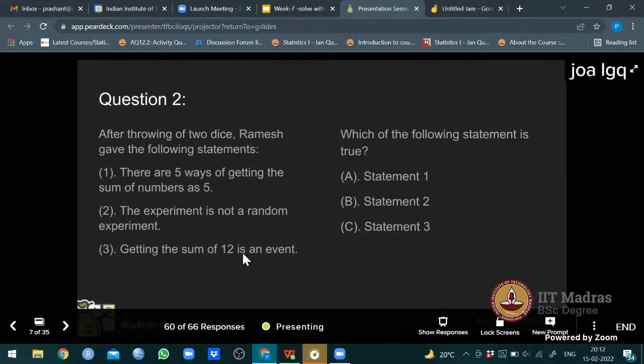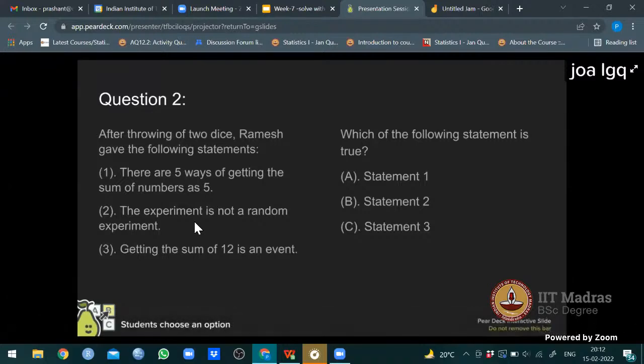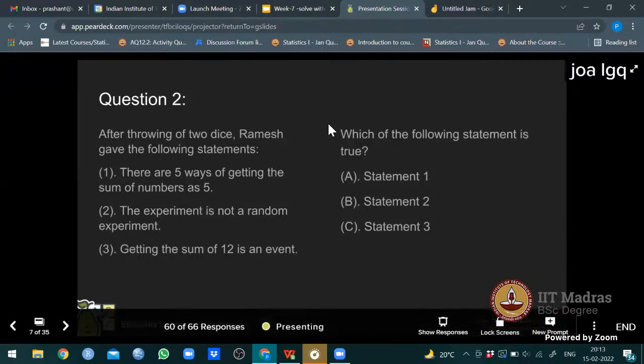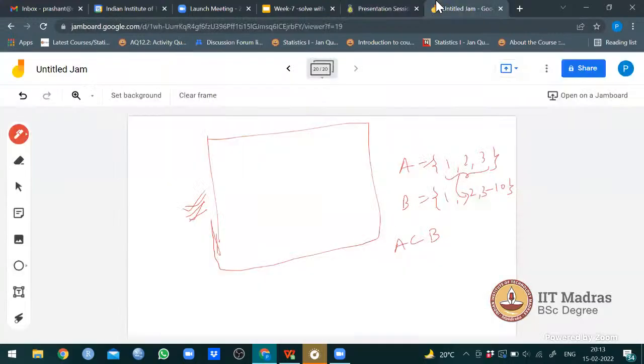Getting the sum of 12 is an event. The first statement is wrong and the second statement is also wrong. You are throwing 2 dice, so this is the random experiment, first thing. It says there are 5 ways of getting a sum of 5. No, there are only 4 ways: 1 4, 4 1, 2 3 and 3 2. So this is also a wrong statement.